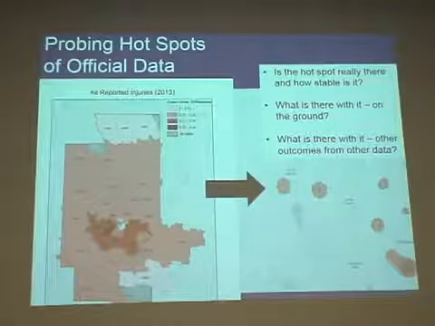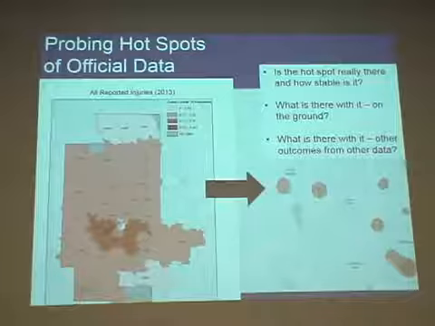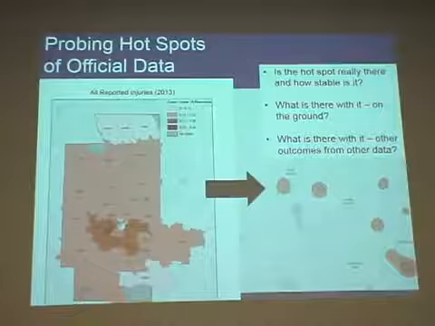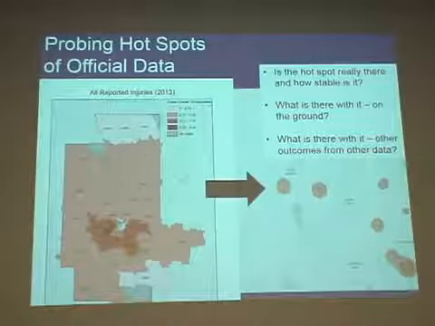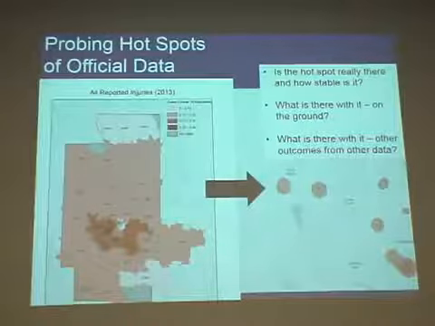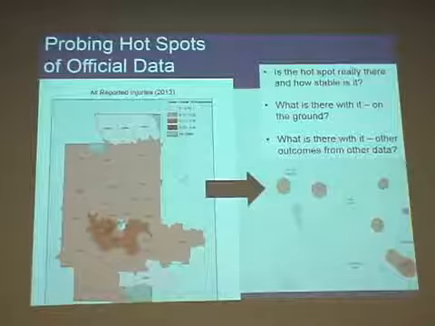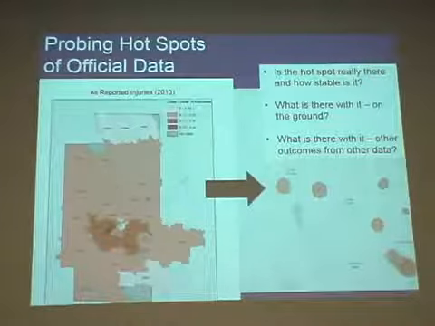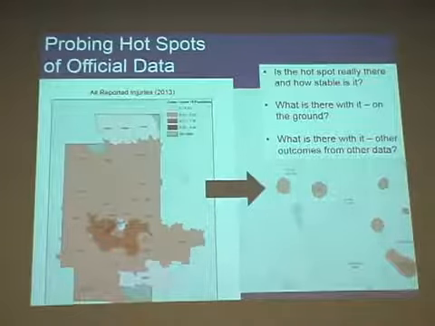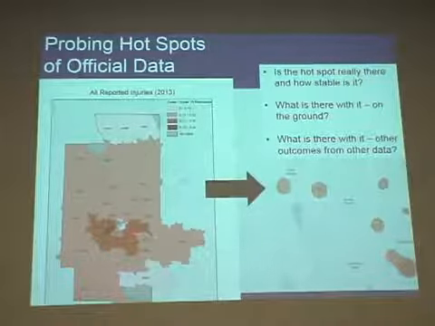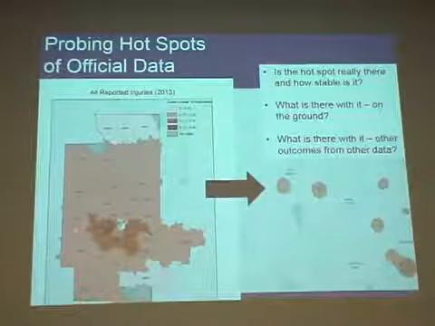What is there with it on the ground? Through the beauty of Google Earth, you can take anything in a GIS and put it in Google Earth, make it semi-transparent, zoom down in it, and you can drive your hotspot. That is such a simple thing to do to ground truth what you're doing, and it can give you so much insight into validating the hotspot and providing some additional context for why it might be there and what's there with it. And then finally, and this is a real power of GIS, I like to ask what is there with it in terms of outcomes from other data? As I mentioned, we've got the old Southern Crescent for Akron.